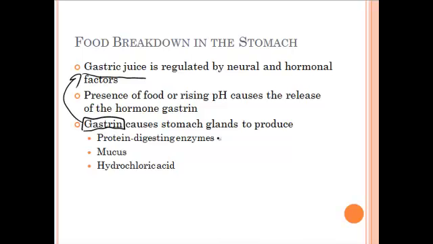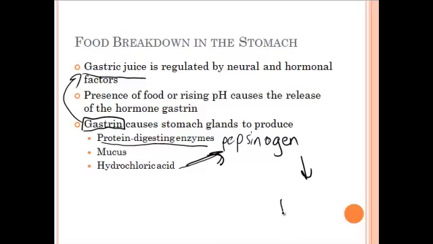And so what we're releasing here is protein digesting enzymes, pepsin. Initially, though, it is pepsinogen, and then with the hydrochloric acid that is also released, that pepsinogen becomes pepsin, and then also some mucus. Because of the hydrochloric acid here, you want to protect the lining of the stomach. Hydrochloric acid is very corrosive, it can break down cells, and so this mucus lining helps to shield those cells from the hydrochloric acid.